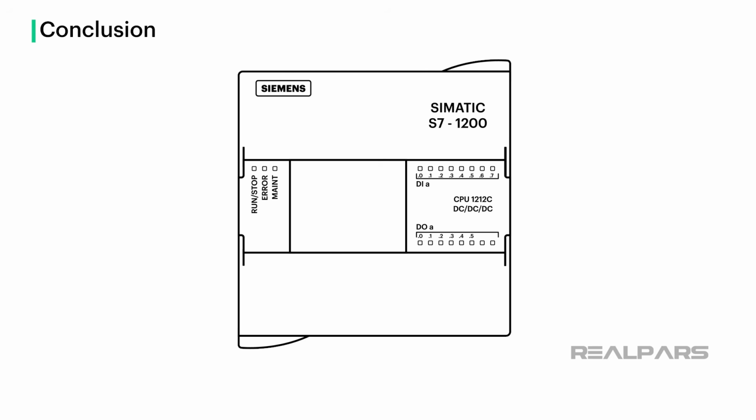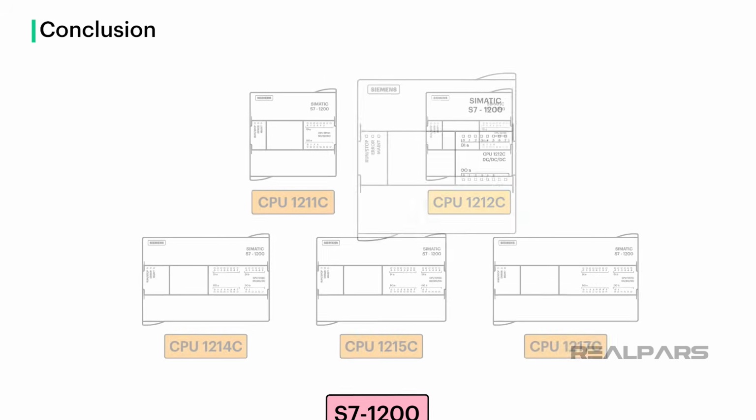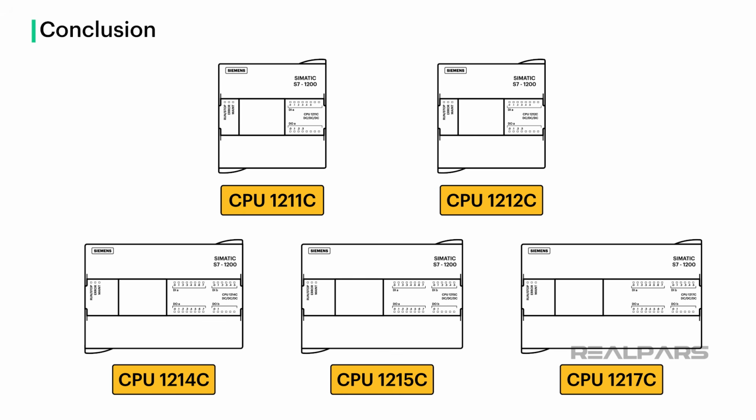So, to sum it up, in this video you learned about the S7-1200 PLC made by Siemens. You also found out about the various types of CPU models and how they're used in different industries, from basic models for simple automation projects to advanced ones that are used for high-speed data acquisition and complex control systems.